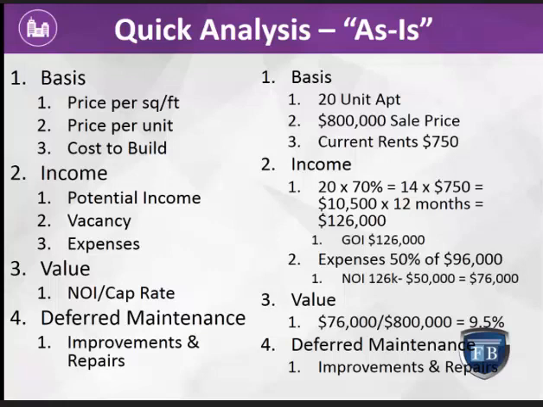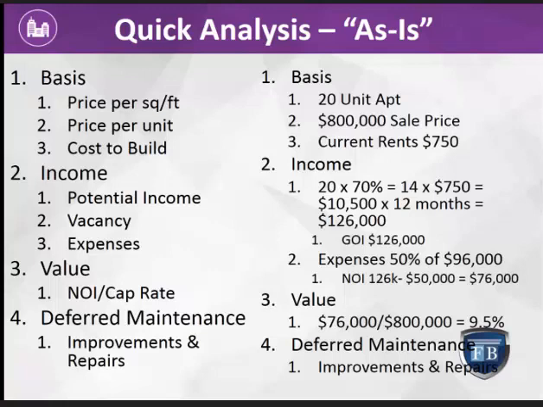So the formula to get to our NOI here on the as-is numbers is 20 units times 70%. So there's actually 14 units being rented at $750. So $750 times 14, that's our monthly actual income, is 10,500. Now you need to multiply that times 12 months to get our annual income in place, and we're at 126,000.